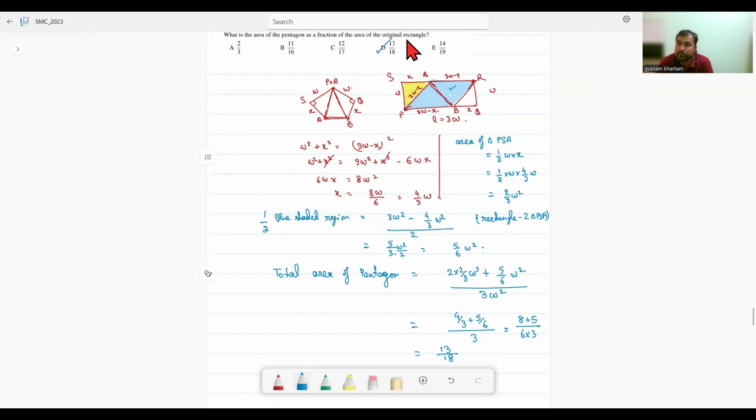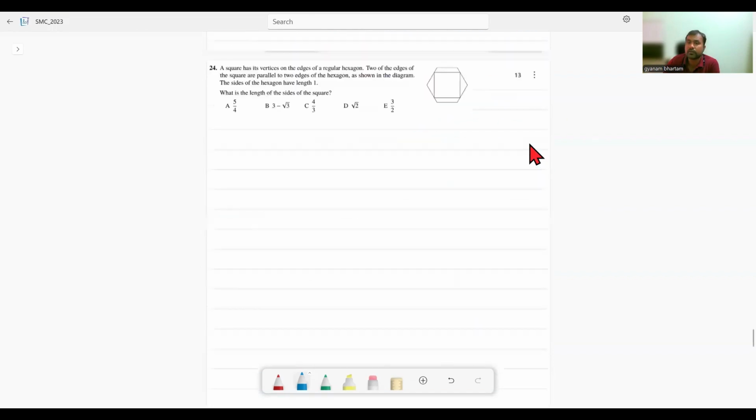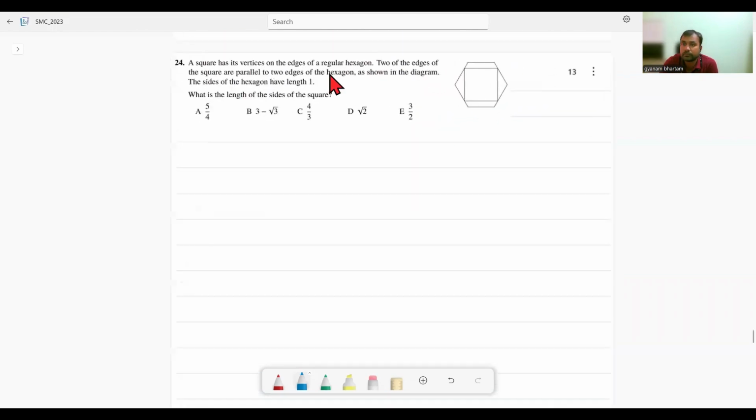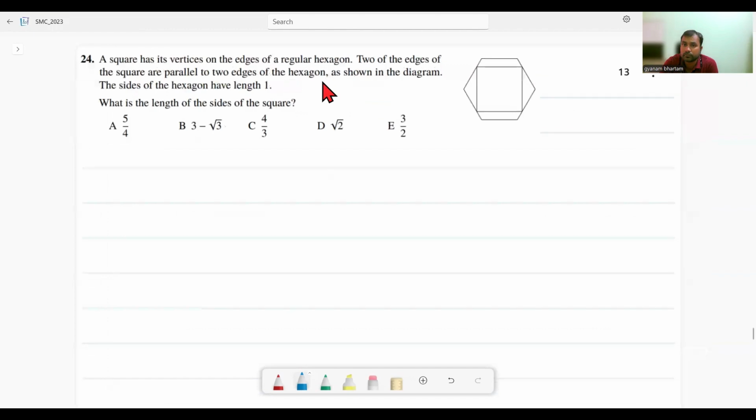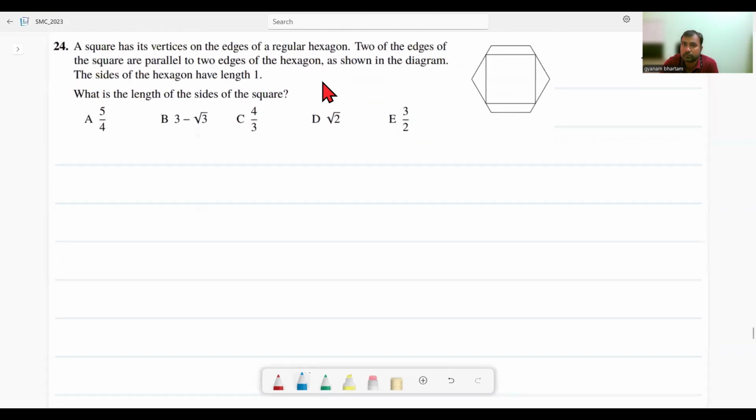Go through it. Okay. Next question. Okay. And let me copy this diagram.